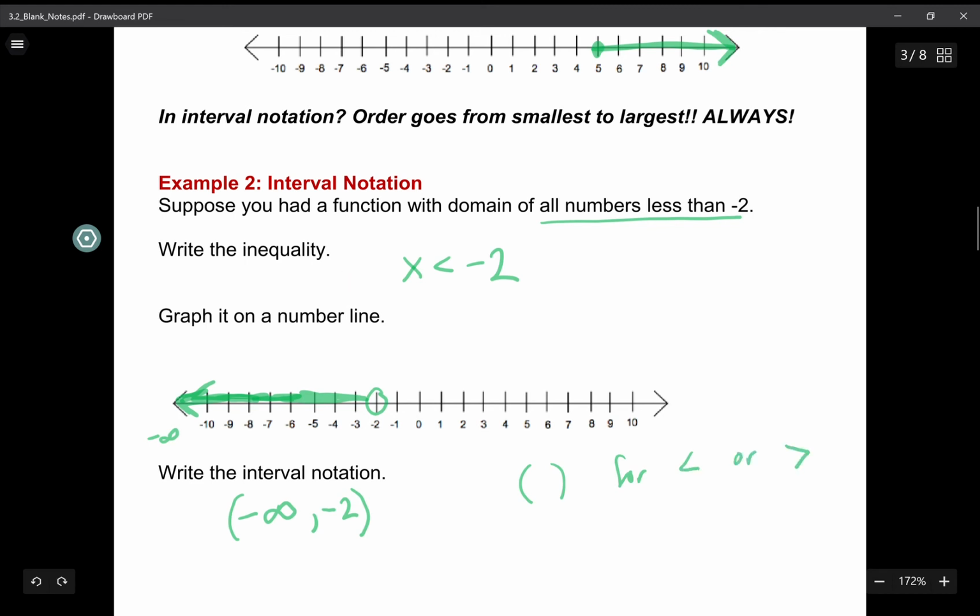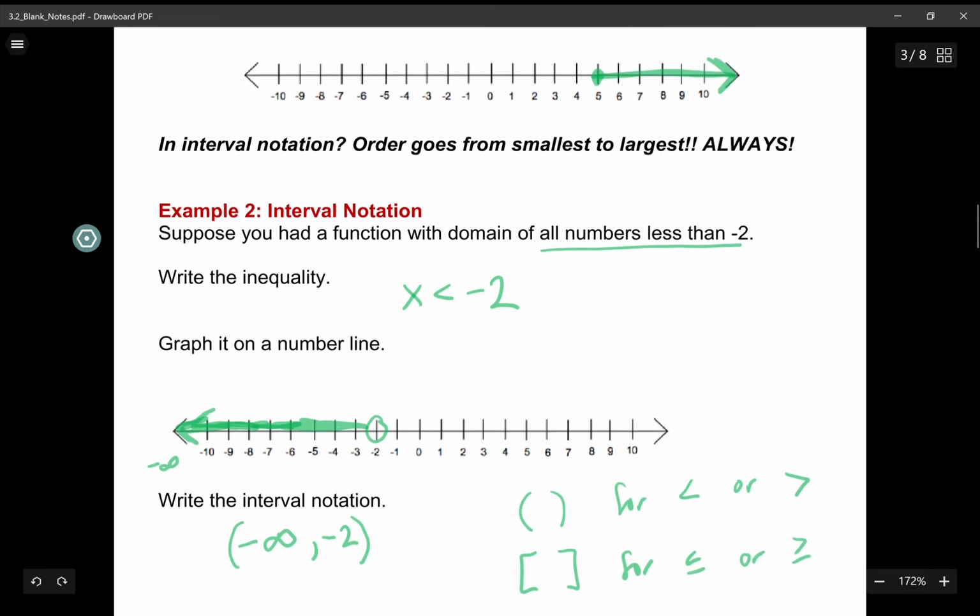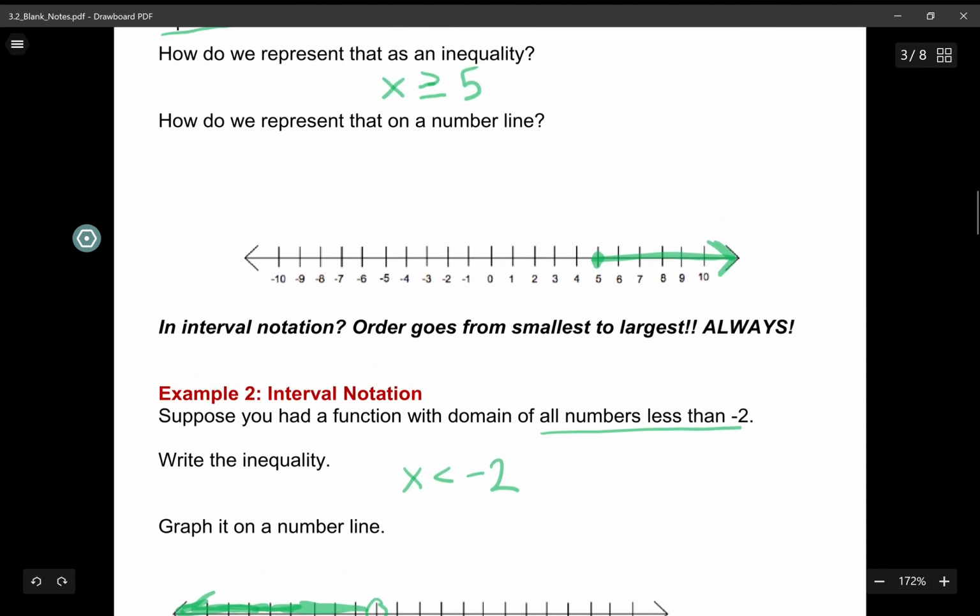If you want to include the endpoints in interval notation, you use square brackets. So square brackets for less than or equal to or greater than or equal to. Now that we know that, let's go back up to our first example and see if we can write the interval notation for this one.